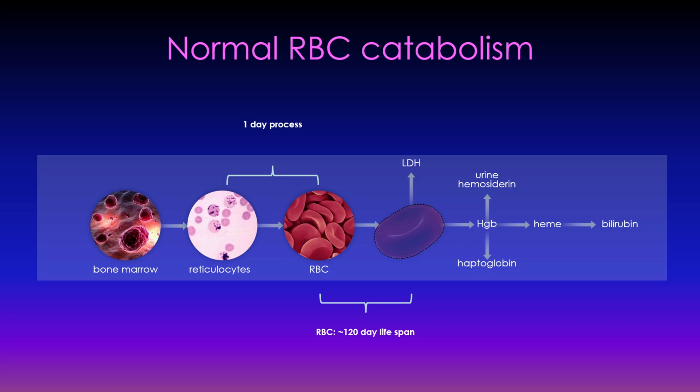The red part of the red cell called hemoglobin contains many things. It contains iron, which if it's released into the circulation is cast into your kidneys, and there's a substance called urine hemosiderin that we can detect. If too much gets released into your blood, it binds to a protein called haptoglobin and makes it low, and then the heme part of it, the iron part of it, gets metabolized to a thing called bilirubin, which makes you jaundiced. So in normal red cell destruction, this happens at a low, steady rate. About 1% of your blood cells turn over every day or two, and these levels are very low.